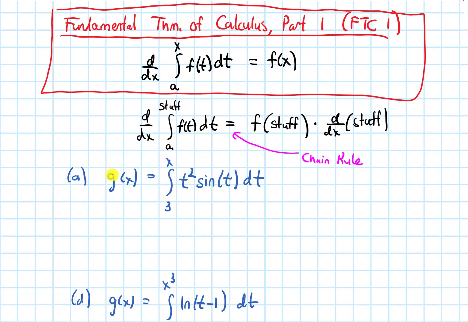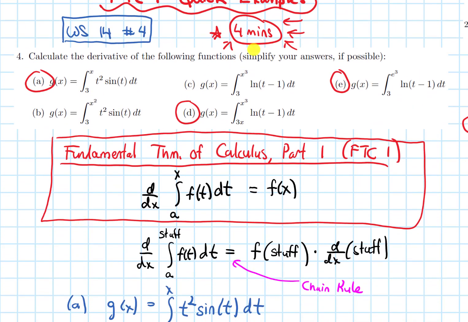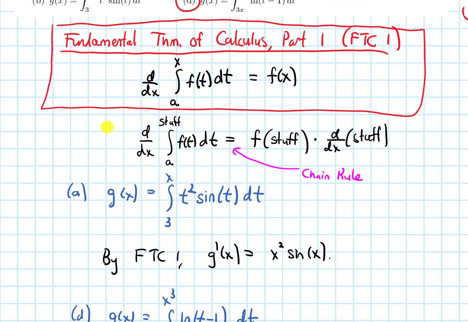Let's talk about them. So for part A, to take this derivative, we are going to use FTC part 1. And it says that when we do this derivative, because this is just an integral from a constant to the variable x, what we'll get is this function that's in terms of t, but we just change the t's to x's. That's what FTC part 1 says happens. So we'll get x squared sine x. And the question said, well, simplify your answers if possible, and this is already fully simplified, so I'd leave it like this. Okay, and that's it.